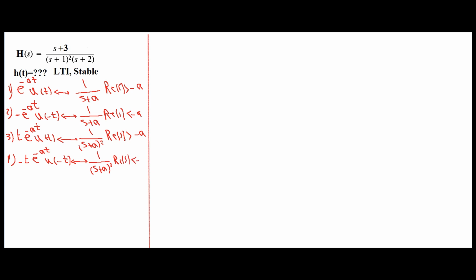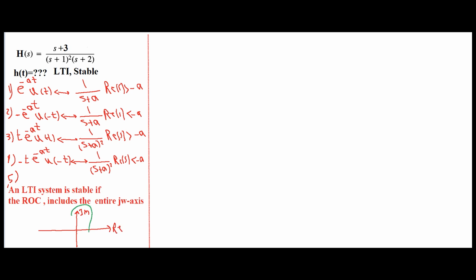And the fifth point is that if an LTI system is stable, its region of convergence must include the j omega axis. In other words, in the s-plane, the j omega axis must lie inside the region of convergence. Now let's solve the question.